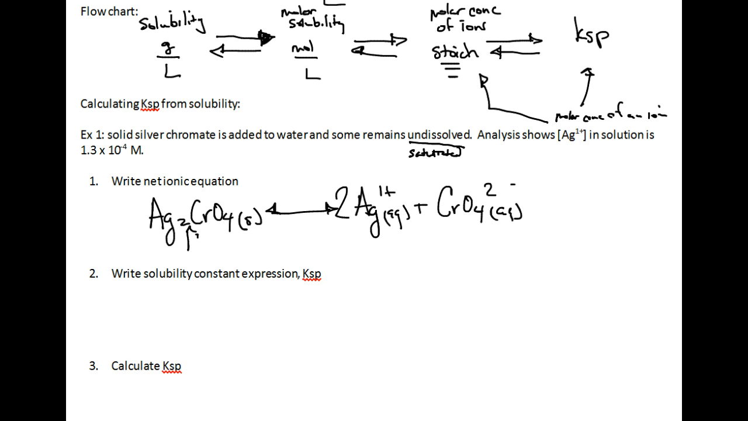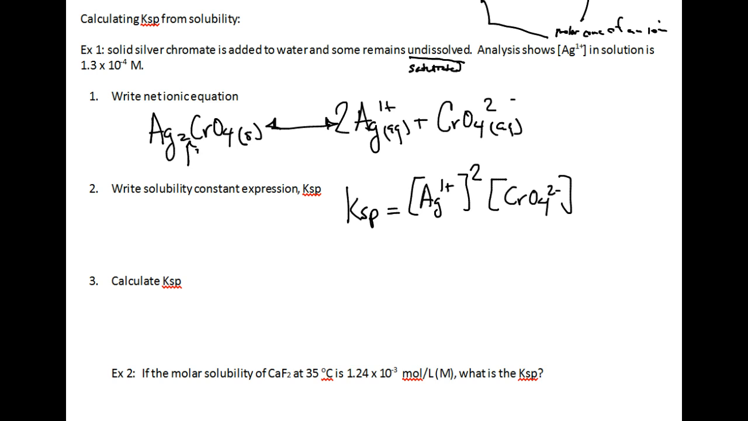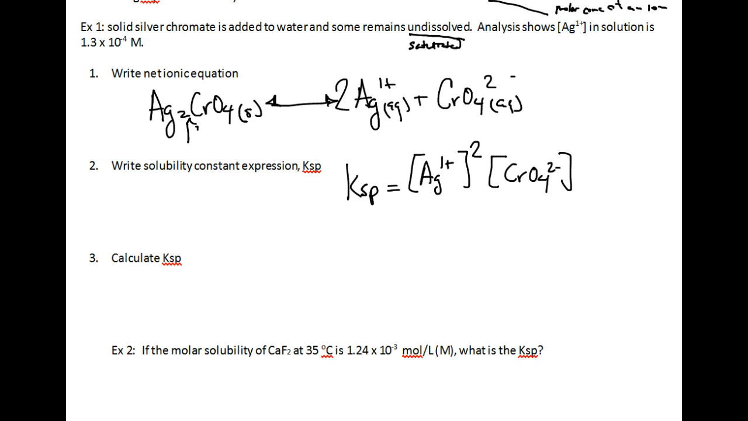Okay, so Ksp is going to be equal to the silver concentration raised to the second power and multiplied by the chromate concentration, just like that. And the next thing we're going to do is calculate the Ksp. Now we have to plug our values in here, and here's where it gets a little tricky. So it's not that tricky though.